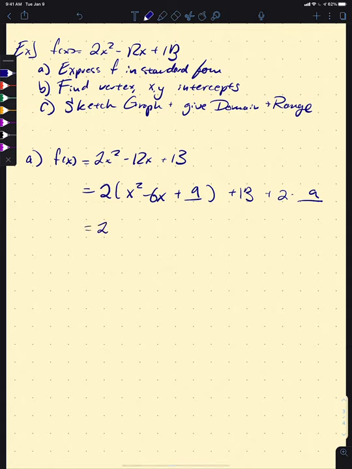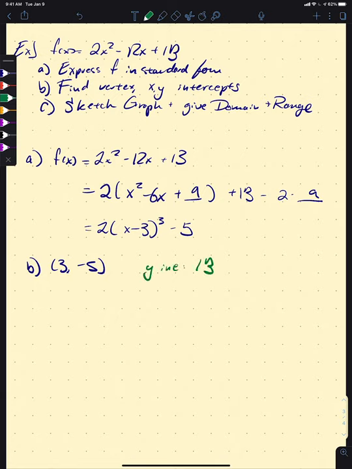And this is going to come down to 2 times x minus 3 squared. Should be 13, and then that should actually be a minus. So 13 minus 18 is negative 5. So now we have our vertex here. So for B, our vertex is going to be 3, negative 5, because remember, we're doing minus h, but then plus k. And the x and y intercepts. Well, it would seem to me that the y-intercept can just be found right here. The y-intercept is just 13.